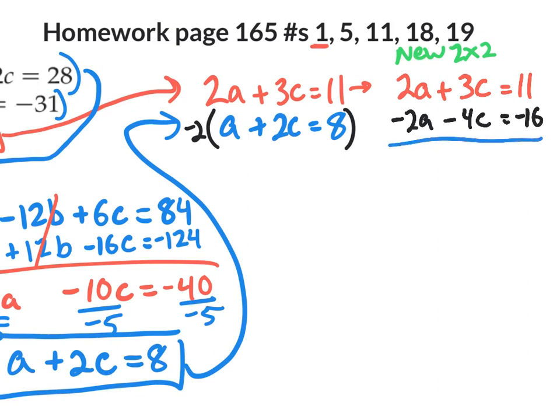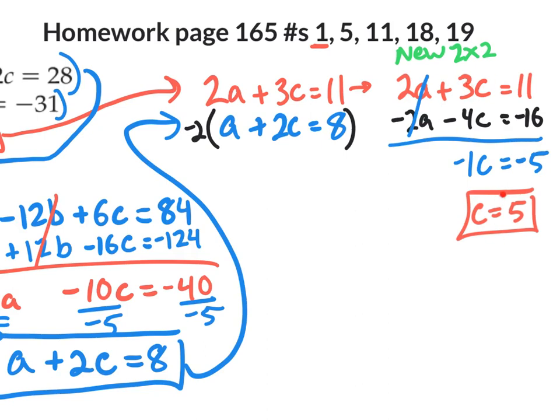And combine the lines, eliminate the a's. We have negative 1c equaling negative 5, which means our final answer is c equals positive 5. So we have one answer. Now remember, we created a new 2x2 system. So let's completely solve this 2x2 system.